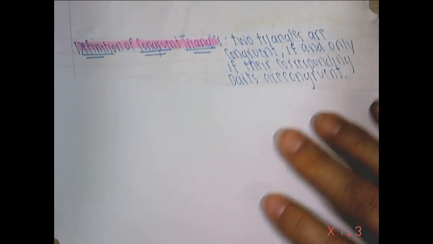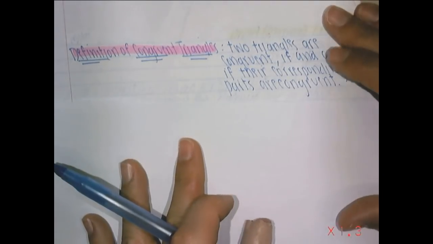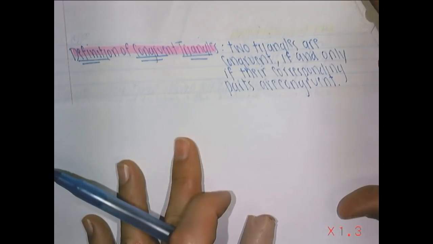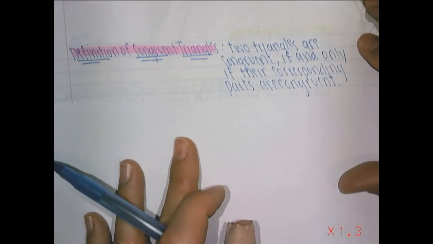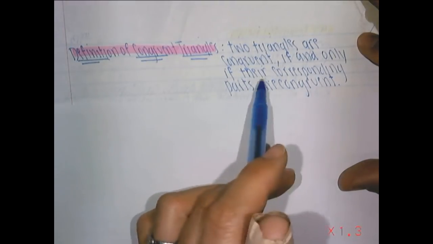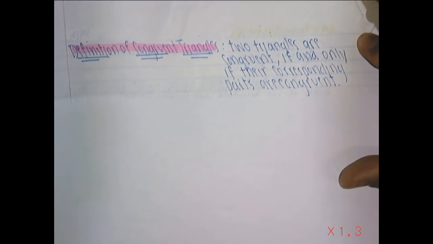Let's talk a second about the definition of congruent triangles. Two triangles are congruent if and only if their corresponding parts are congruent. So if their corresponding parts are congruent, the two triangles are going to be congruent. That's the definition of congruent triangles.